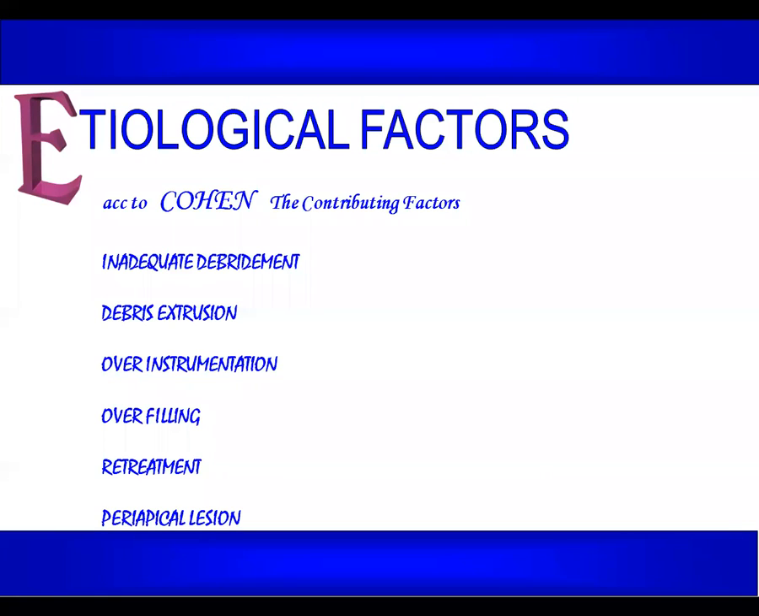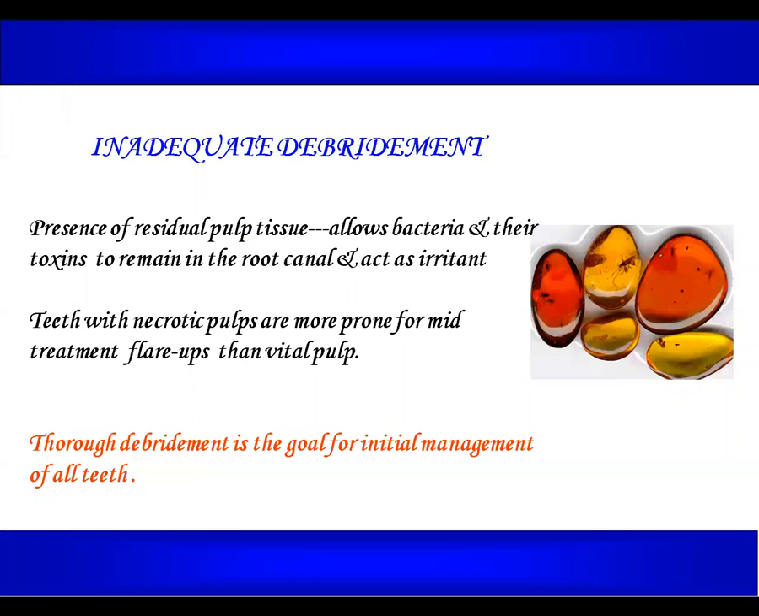Retreatment is nothing but, you have heard about the RCT, that is a re-root canal. Due to any factor, there are many factors for the retreatment. That is retreatment and the periapical lesions. Periapical lesions are nothing but the accumulation of the pus cells at the apical area.